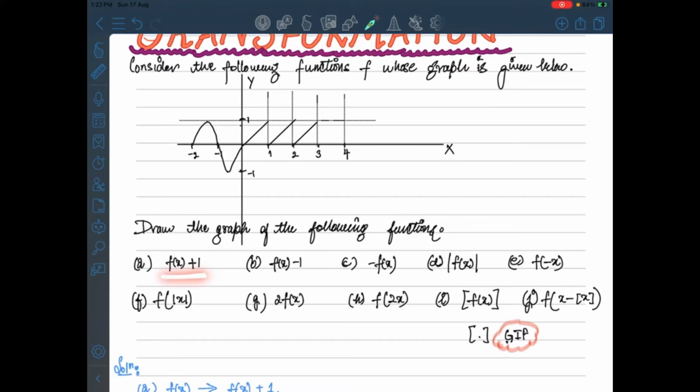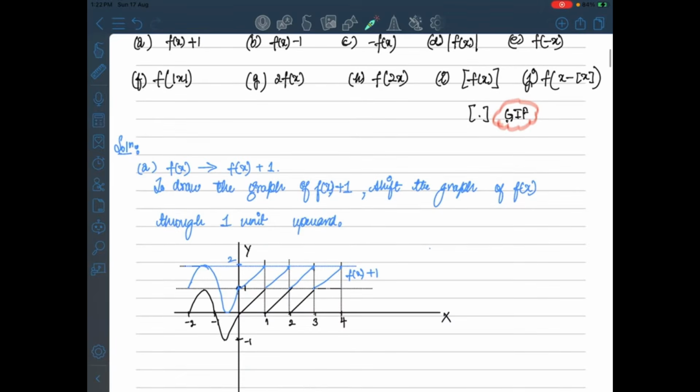Now over here, what is happening? Here f of x plus 1 is happening. Whenever the transformation happens from f of x to f of x plus 1, considering an example, let us say f of x is x square, then f of x plus 1 is x square plus 1. Now how do we draw that graph? Basically we just shift the graph 1 unit upwards.